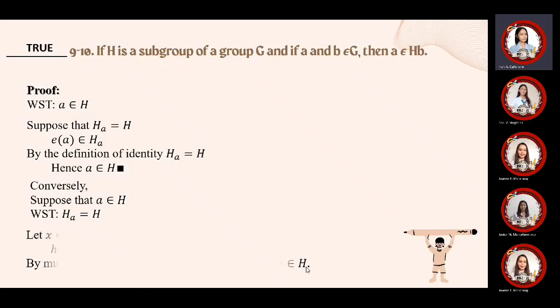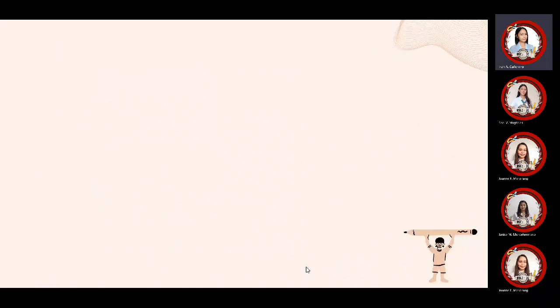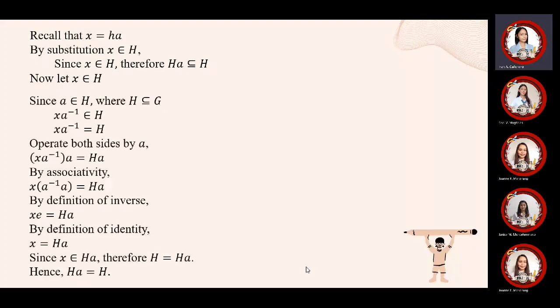Recall that HA is equal to H. Conversely, suppose that A is an element of H, we want to show that HA is equal to H. So let X be an element of HA, where X is equal to hA for some h an element of H. So hA is an element of H. So we will get X is equal to, by multiplication, hA, an element of H, where X is equal to hA for some h an element of H. So recall that X is equal to hA. By substitution, from hA an element of H, we will get X is an element of H. Since X is an element of H, therefore HA is a subset of H.